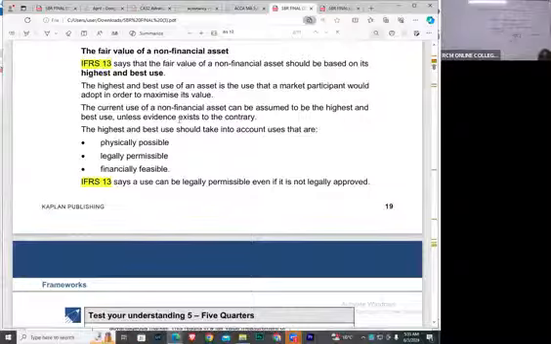The highest and best use should take into account uses that are physically possible, legally permissible, and financially feasible. Don't tell me that you can now start growing marijuana, where it is still illegal, on this land, and therefore I'm going to value this thing even in trillions. IFRS 13 says a use can be legally permissible even if it's not legally approved yet.